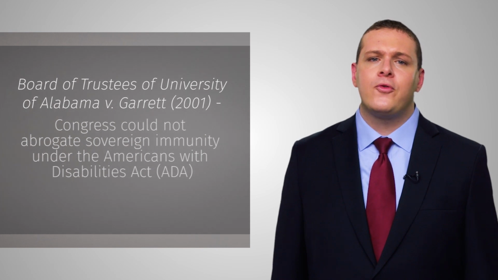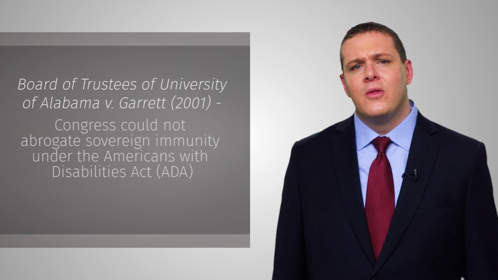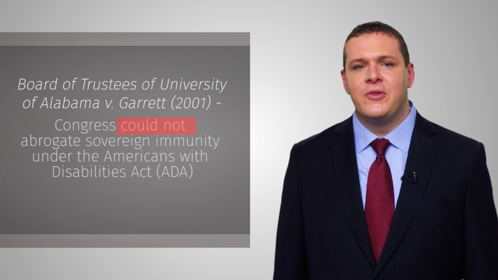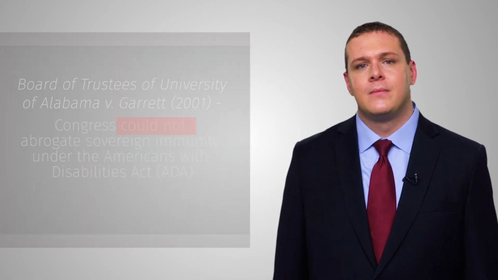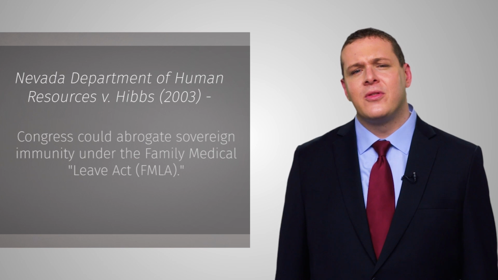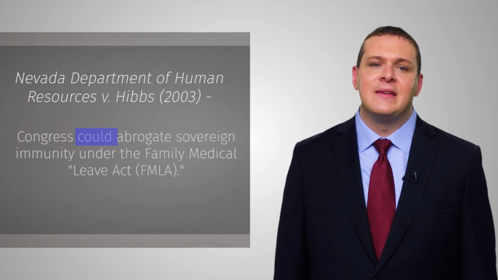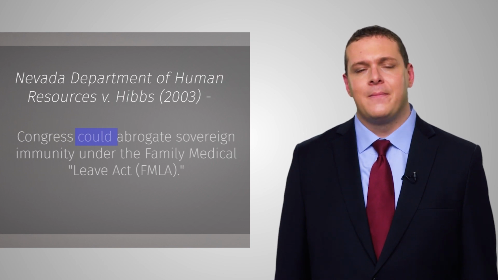Second, in Board of Trustees of University of Alabama v. Garrett, 2001, the court held that a state cannot be sued for money damages in federal court for violating the Americans with Disabilities Act, ADA. However, the third case changed course. Over the prior decade, Chief Justice Rehnquist had consistently voted to uphold state sovereign immunity. But in Nevada Department of Human Resources v. Hibbs, 2003, he found that Congress could abrogate a state's sovereign immunity for purposes of the Family Medical Leave Act, or FMLA.